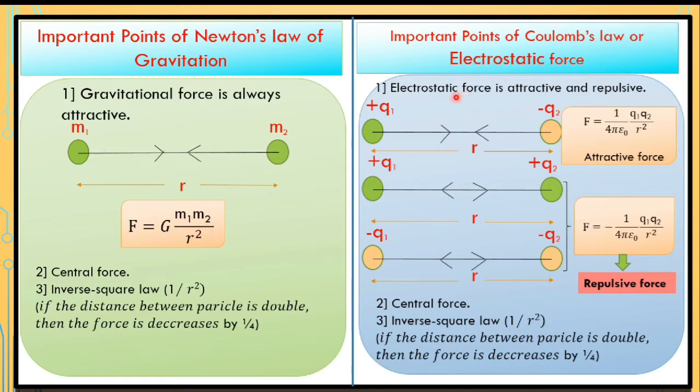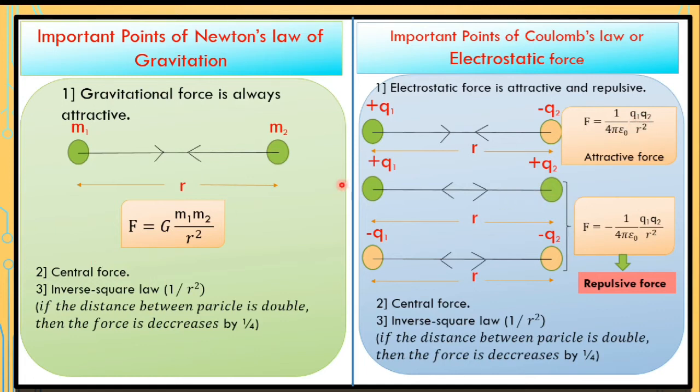In electrostatic force, or Coulomb force, charges are of two types, positive or negative. Suppose we have considered one charge is positive, the plus q1 charge, and another minus q2 charge. Due to the opposite charges, we are familiar that unlike charges attract each other, so we can say that there is an attractive force. The magnitude of force is 1 upon 4 pi epsilon 0 q1 q2 upon r square.